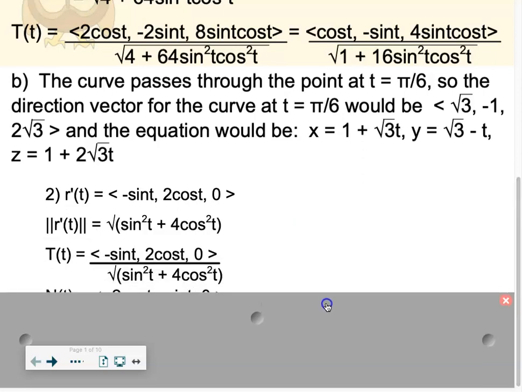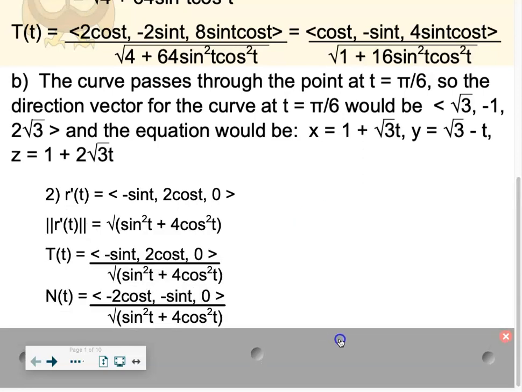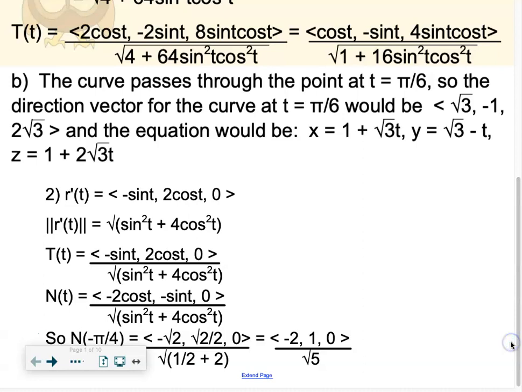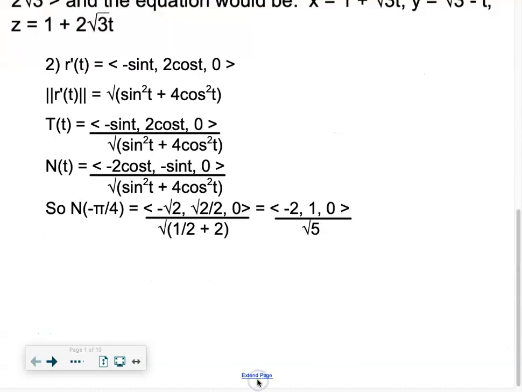So there's my magnitude, there's my T of t, and my N of t. Isn't that fun? Just flip them, change the signs, and it's over its magnitude, although my magnitude is flipped around, but it's the same thing. Anyway, N of negative pi fourths, plugging in, is the vector negative 2, 1, 0 over root 5.